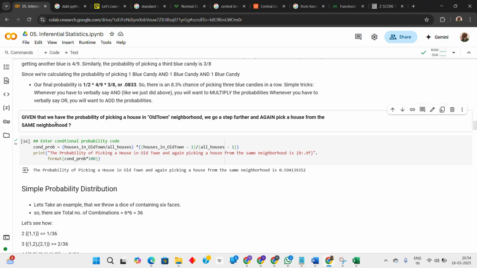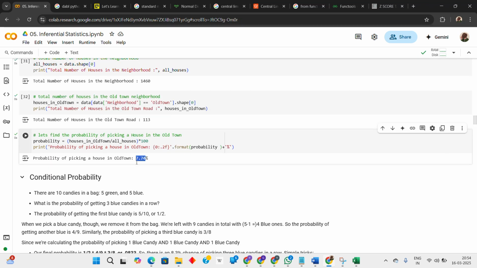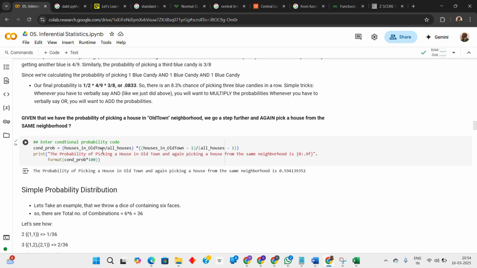Okay, another question is given. Given that we have the probability of picking a house in the Old Town neighborhood, we go a step further and again pick a house from the same neighborhood. So that is the question. Given that the probability of picking Old Town neighborhood we already calculated is 7.74 percent, again we are going to pick a house from the same neighborhood. What is the probability? Then here you can see conditioning.